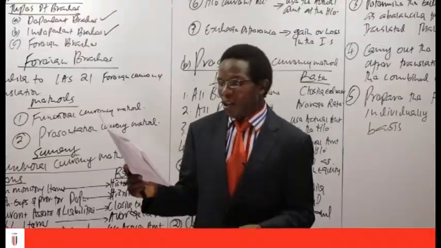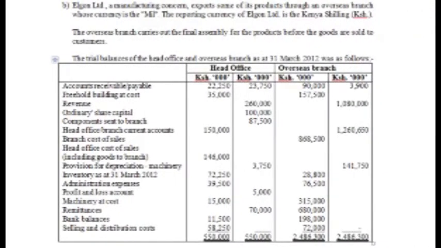Elgon Limited, a manufacturing concern, exports some of its products through an overseas branch whose currency is the mil. The reporting currency of Elgon Limited is the Kenya shillings. The overseas branch carries out the final assembly for the products before the goods are sold to customers.